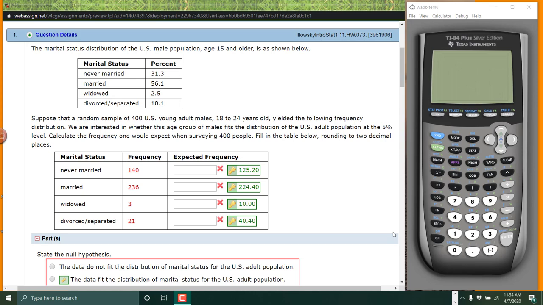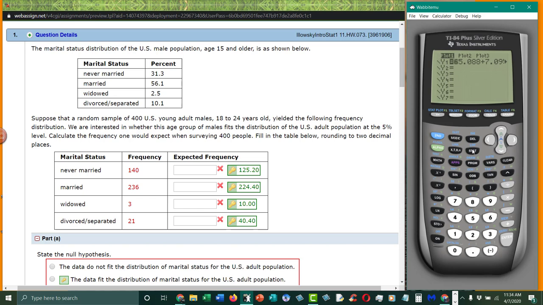Okay, so chapter 11 is on chi-square. Now, I'm going to do problem number one twice because it's different whether you have the new calculator or the old calculator. You'll know very quickly whether you have the new calculator because when you go to stat tests, if you scroll down and you see chi-square goodness of fit test, you have the new calculator.